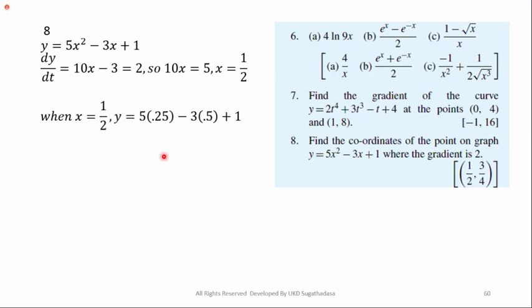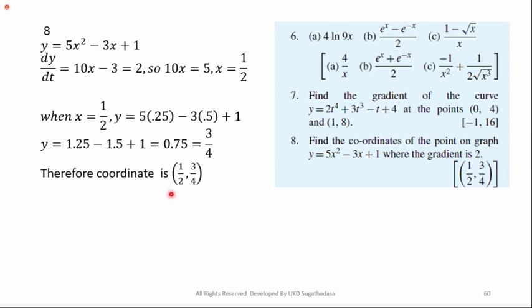So we can calculate: when x equals half, what is the y value? When x equals half, meaning 0.5, substitute x here to get the y value. 5 times 0.5 squared, 0.25, minus 3 times 0.5, plus 1. Simplify: you finally get 0.75, which is 3 by 4. So the coordinate is x is half, y is 3 by 4. See, the answer given in the textbook is also correct. Now you have to get the answers like that.